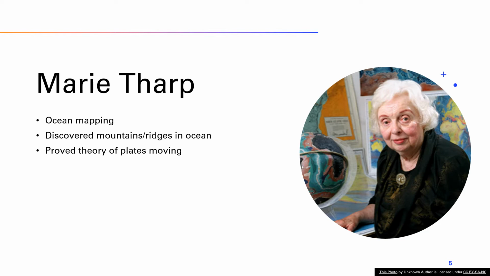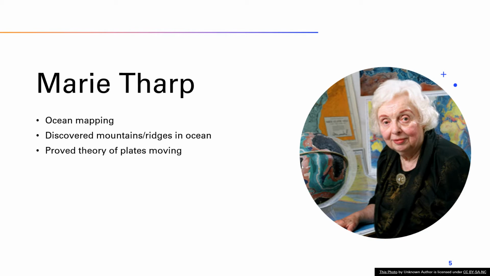In order to create these maps, Tharp used sonar soundings of the ocean floor. She hand drew the sonar readings into three-dimensional topography. These drawings revealed that the seafloor was completely different than previously expected. The floor had mountain ranges and ridges across the entire ocean.